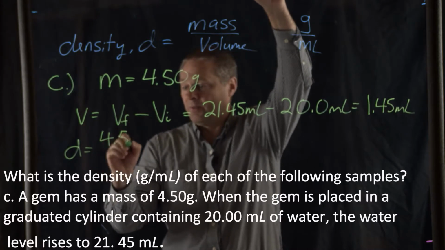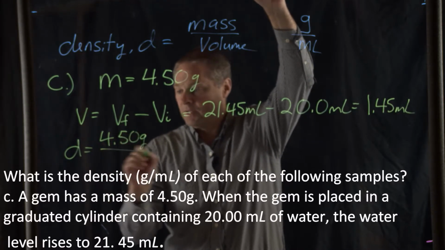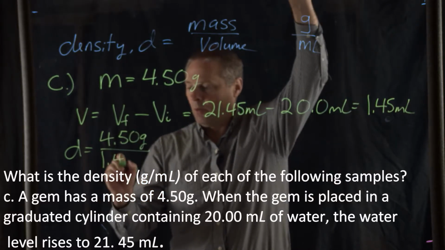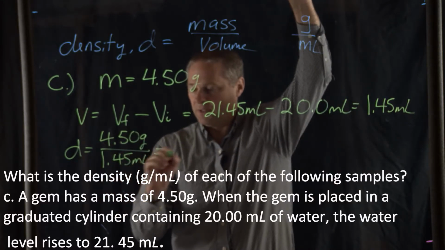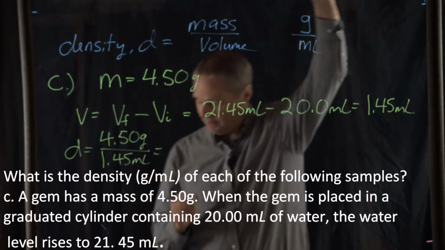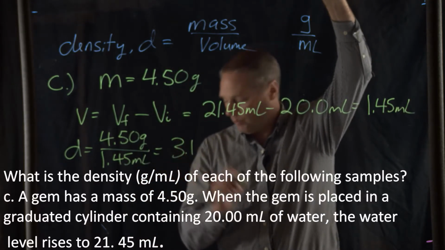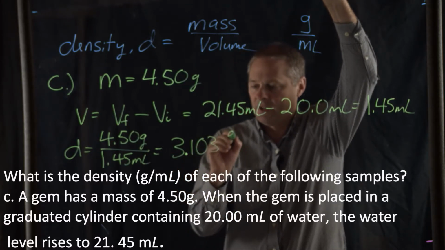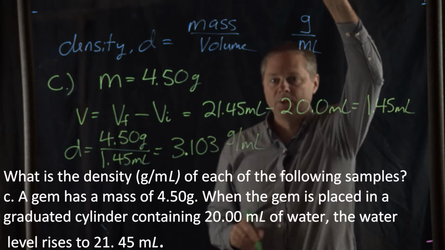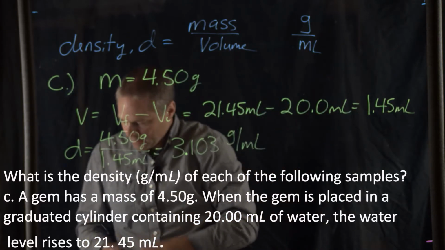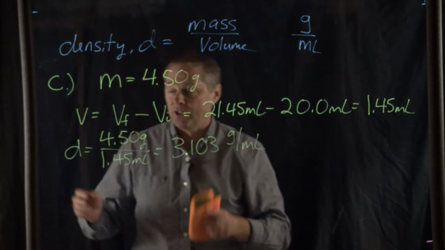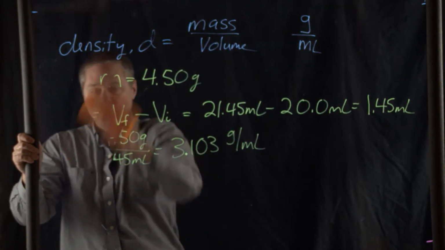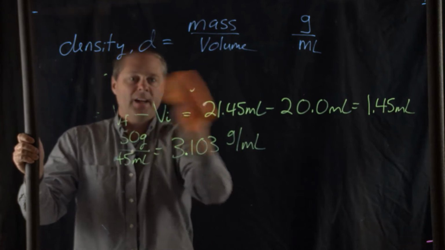All right. So now we're going to find our density, and that's going to be our mass, which is 4.50 grams, divided by our volume, which is 1.45 milliliters. And so the density of the gemstone is 3.10 grams per milliliter. That volume displacement is a really nice trick to use when you have an object whose shape is not uniform.